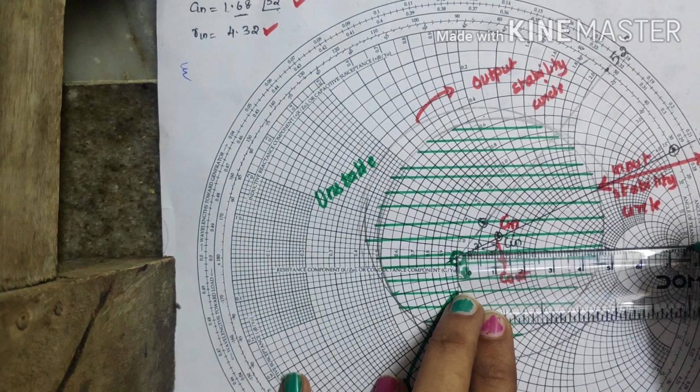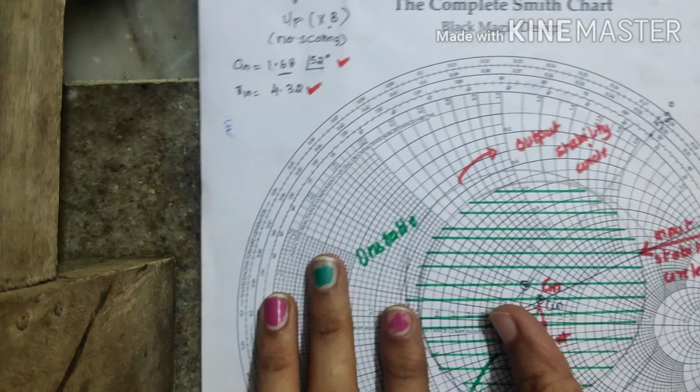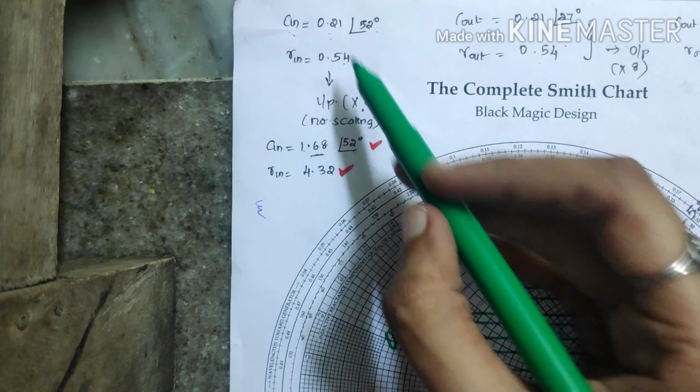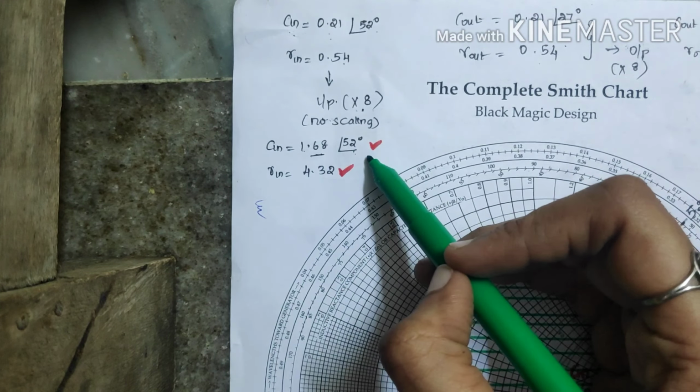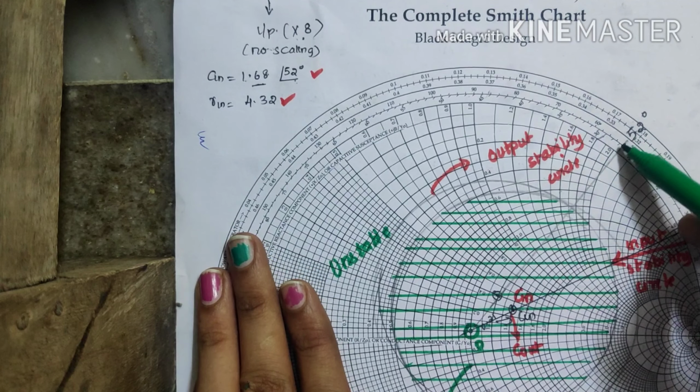What is the value you are getting here? This value you use to upscale the given values. So here I am getting 8 centimeters. So I will multiply these values by 8. So this becomes 1.68 angle 52, and this becomes 4.32. Now first locate the angle of 52 here. So this is where the angle of 52 is.